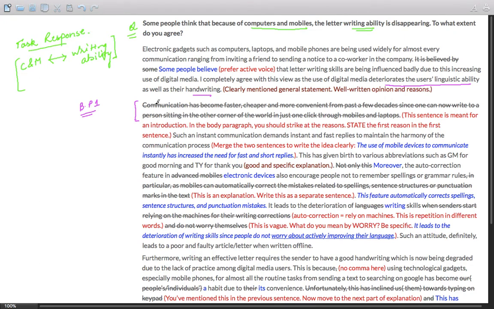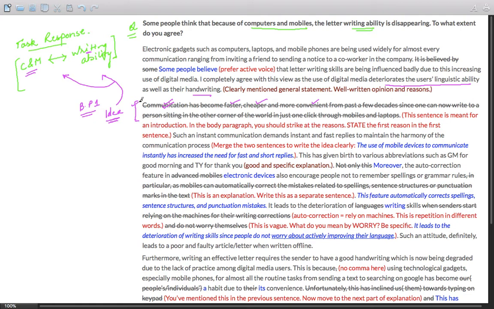However, instead of that, the student has written just on communication and how it has become faster, cheaper, and more convenient. Now, this is not the precise task response. Your idea should contain both these elements. Only then it is an idea. If you're just talking about communication, which is not even in the question, it is just a component of computers and mobile devices. You're not even mentioning how it impacts writing ability. Writing is a form of communication, of course. However, the question does not address both these elements. You're just focusing on one component, not on both the components.